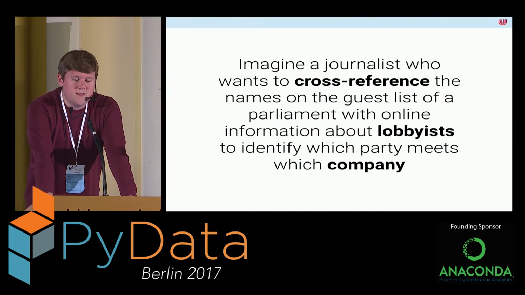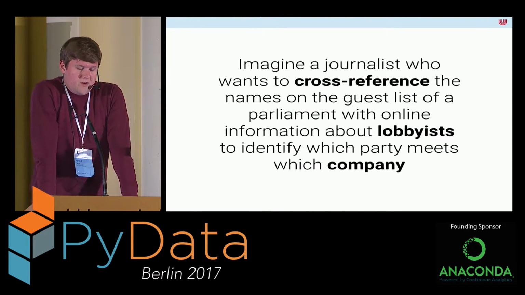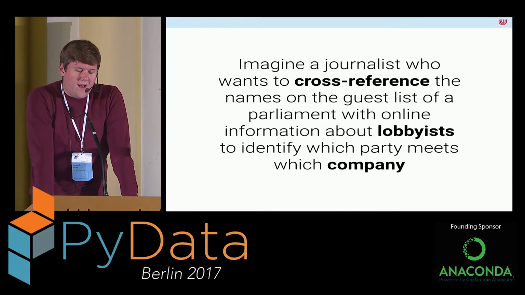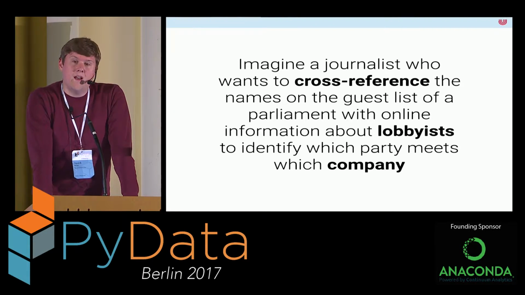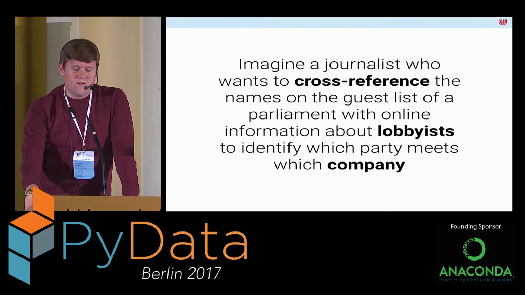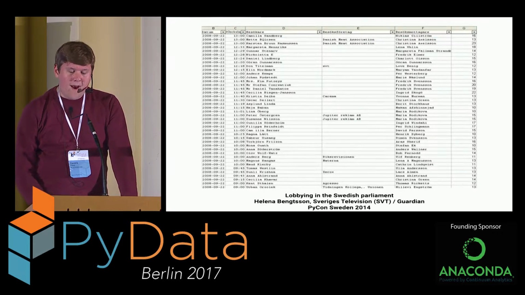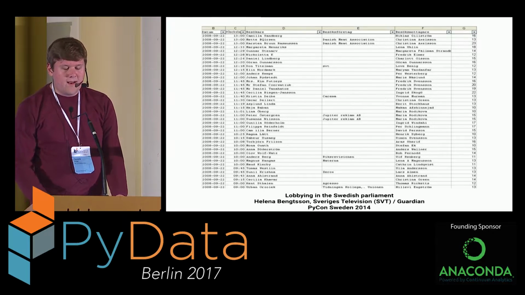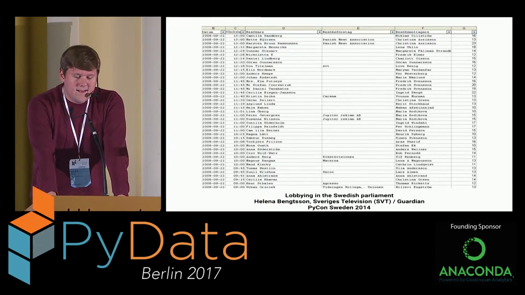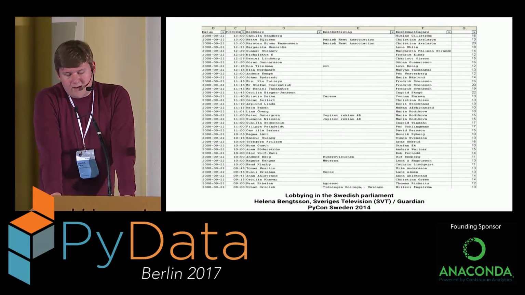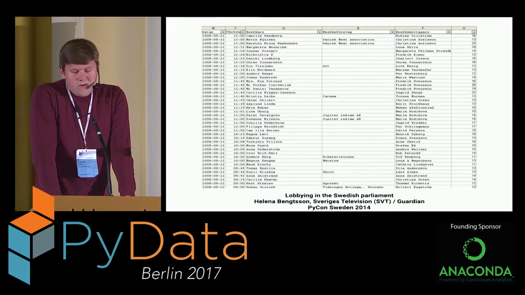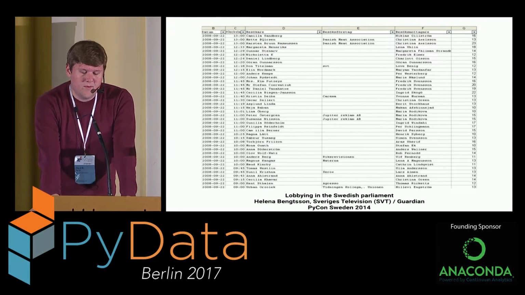In the abstract, there was also this example that you should imagine a journalist who wants to cross-reference the names on the guest list of a parliament with online information about lobbyists. And then the goal was to identify which party in this parliament would meet which company. And this is actually from the keynote of PyCon Sweden in 2014, but I like it very, very much. In this example, Helena Bengtsson, who at that time worked at Sveriges Television, which is the Swedish ARD, and is now at The Guardian, looked at the lobbying in the Swedish parliament.